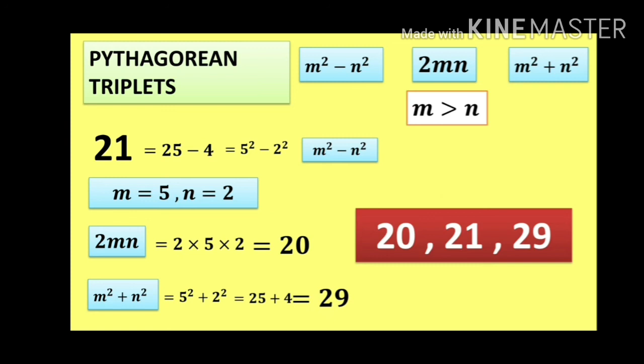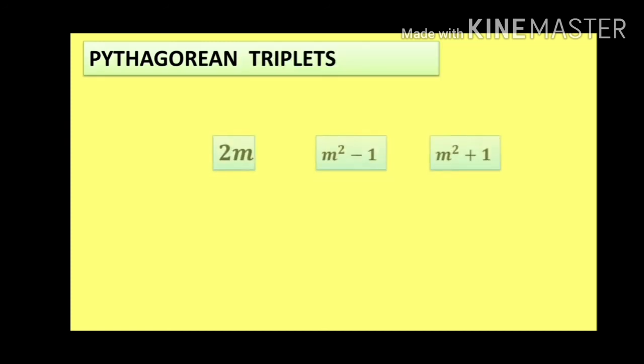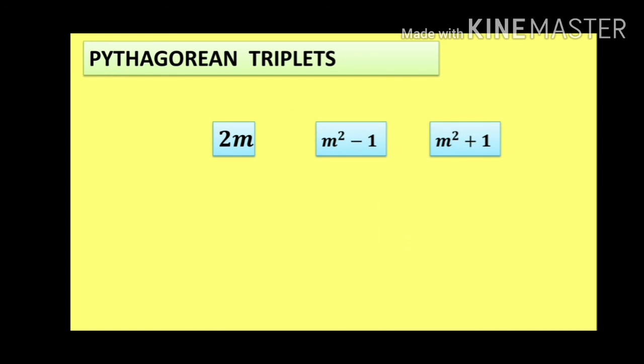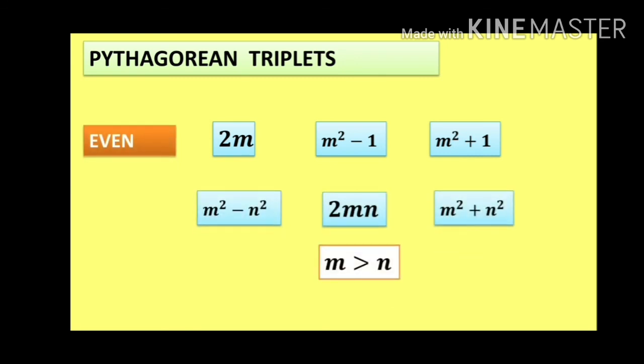So here we can use two methods. Either of these conditions: one member is 2m, and the other two members are m squared minus 1 and m squared plus 1. This one we can use if one of the members is even. And suppose one of the members is odd, we can use this other one. And this method can be used for any number, whether it is even or odd.